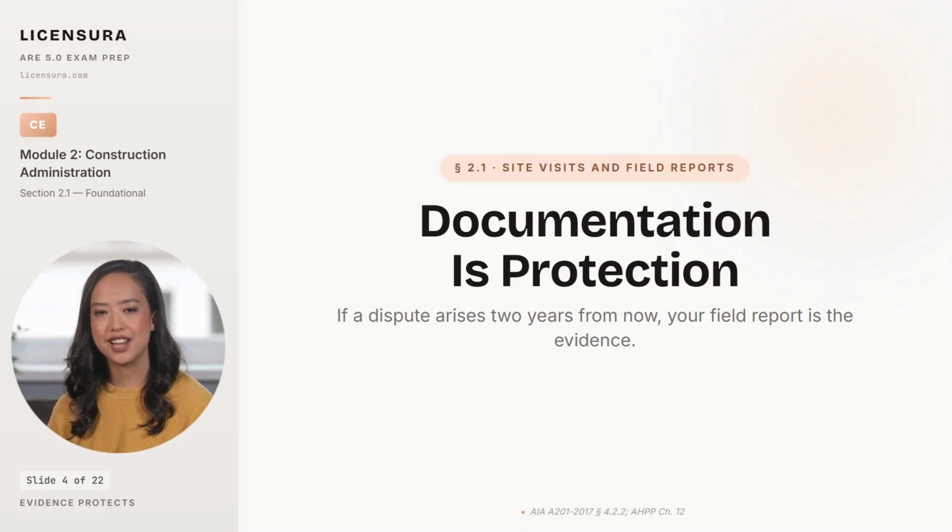The site visit is the architect's primary means of observing construction, and the field report is the contemporaneous record that proves what you observed and what you did about it. Treat every report as if it will be read aloud in court 2 years from now, because in a meaningful percentage of projects, that is exactly what happens. 5 fundamentals govern every site visit you ever make. Get all 5 right, and the rest follows.